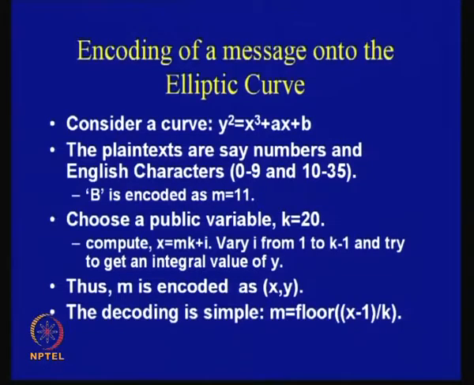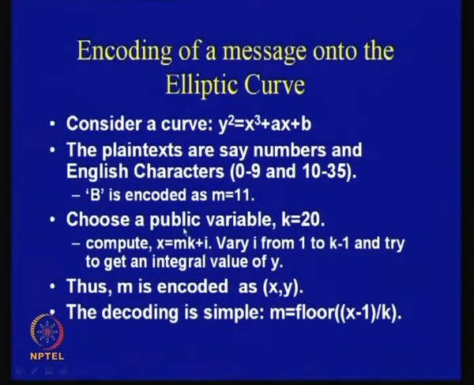One way could be like this: the plain text as numbers, and English or Roman characters, whatever you say, from 0 to 9 and from 10 to 35. Suppose I want to send this character b, then this b will be encoded as the number m equal to 11. This is a very simple way of doing so.